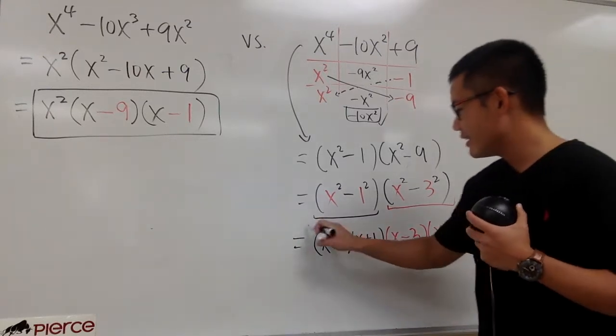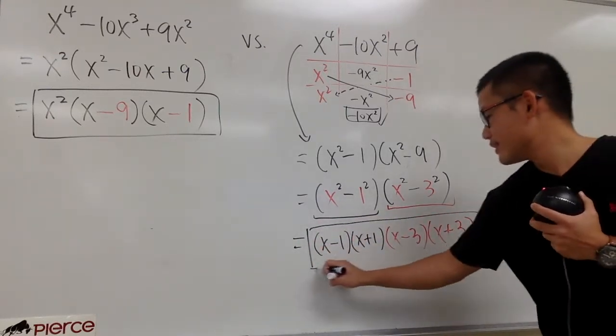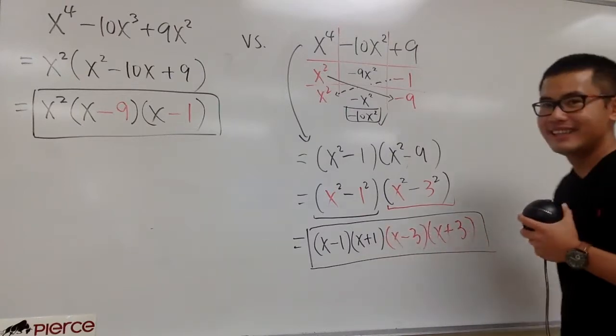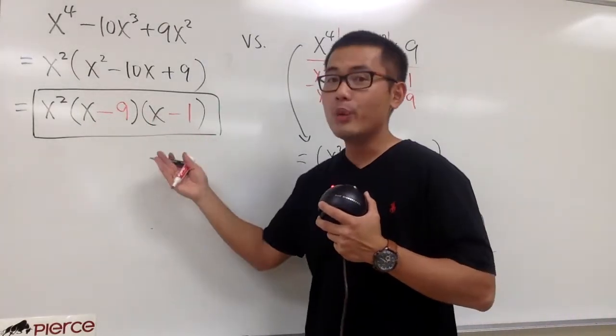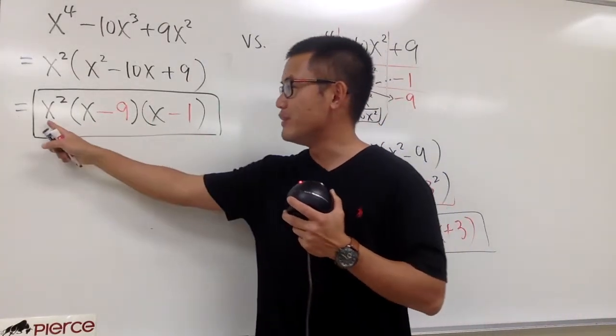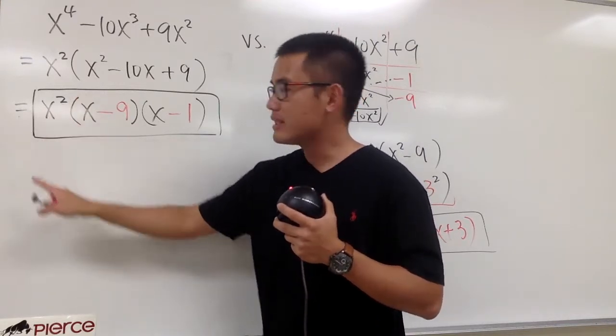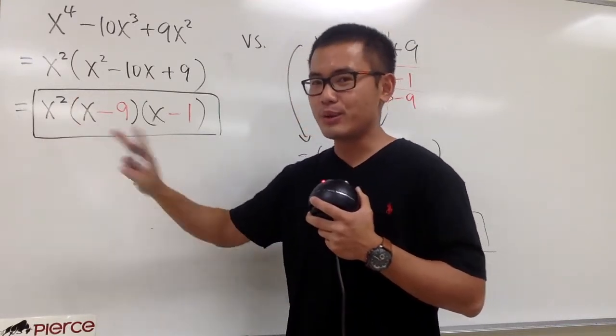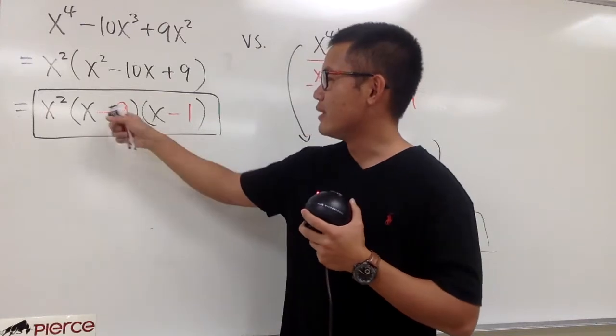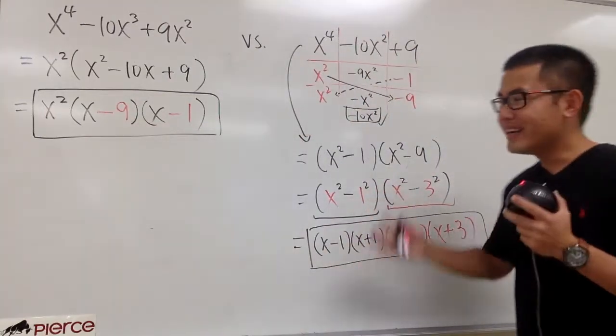And we are done. In this case, we have 4 factors like that. And technically, right here, we also have 4 factors, because if you look at x squared, this means x times x, right? So we have 2 x's right here, and then 2 more. Anyway, this is it.